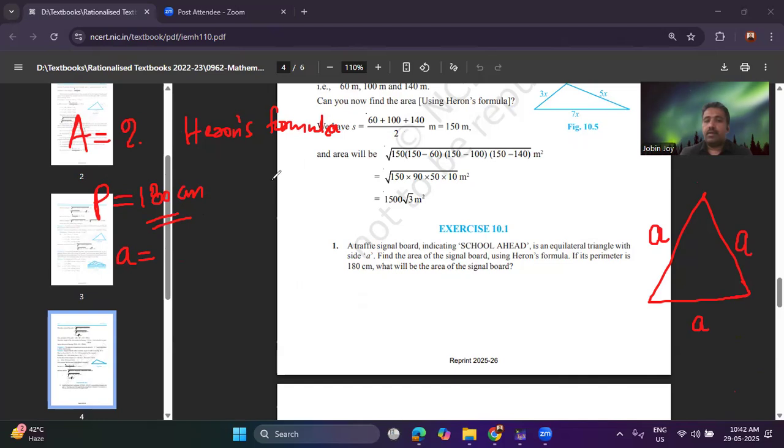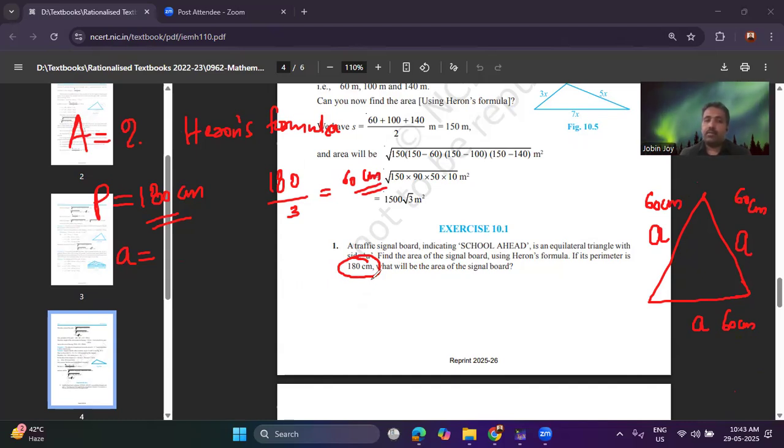So perimeter is 180 means 180 divided by 3, that is equal to 60 centimeter, because perimeter is in centimeter. This is an equilateral triangle, right? So one side is 60 centimeter, another side is 60 centimeter, the third side is 60 centimeter. When you add these three sides, you will get the perimeter. What is the perimeter value? 180 centimeter.